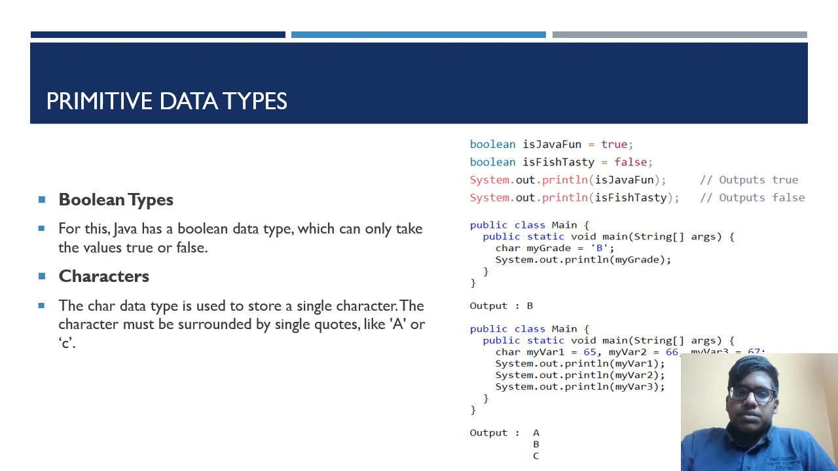Boolean types. For this, Java has a boolean data type, which can only take the values true or false. Characters. The char data type is used to store a single character. The character must be surrounded by single quotes, like 'A' or 'C'.